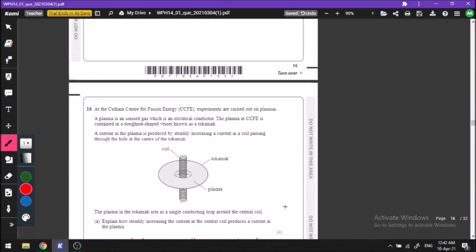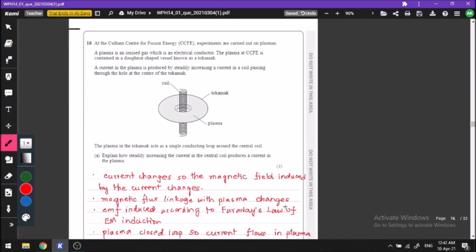Another theoretical question. I have written the answer beforehand. You can pause and read the question, but I'll give you a summary. Here's a coil, and this coil is in a closed loop, so current passes through this coil, but the current is not constant. The current is initially zero, and the current gradually increases. Due to the increase in the current in this coil, current is induced in this plasma, in this tokamak. Okay, the current is induced in this plasma.